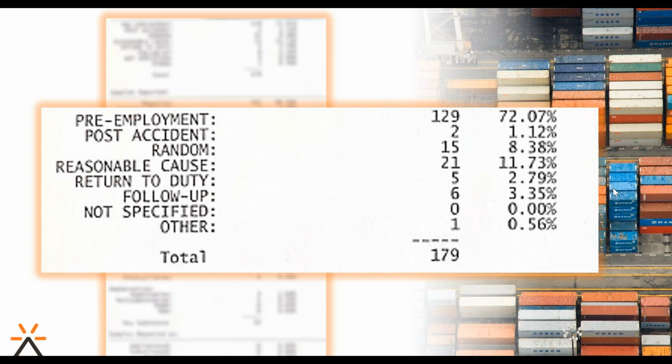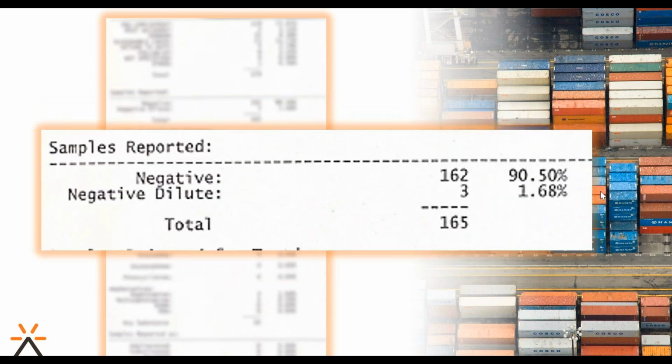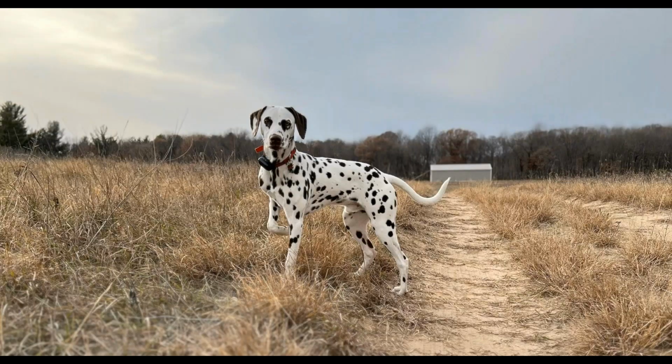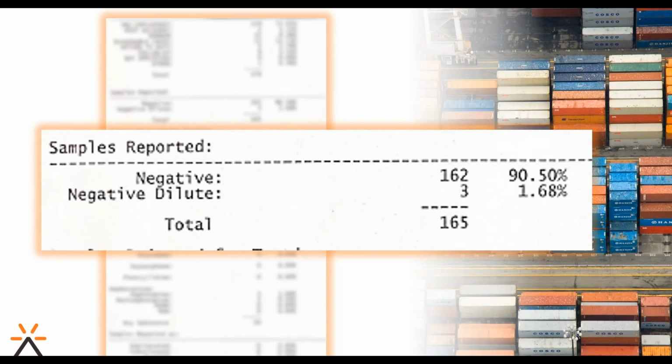Additionally, if we go to the next slide, we can see our total samples that were reported out as negative or negative dilute. A lot of people ask about these negative dilutes, and if you get in here, oh, there's George's dog.